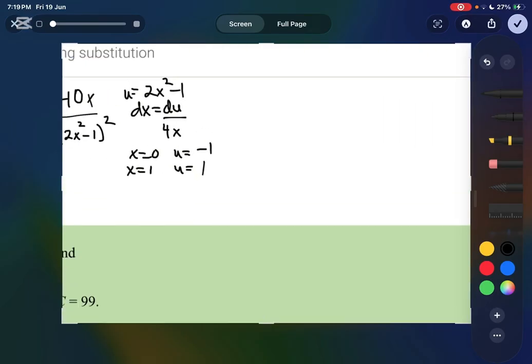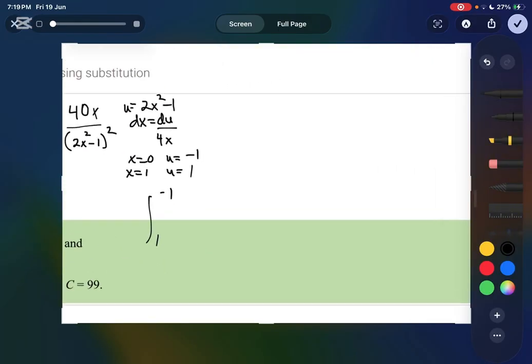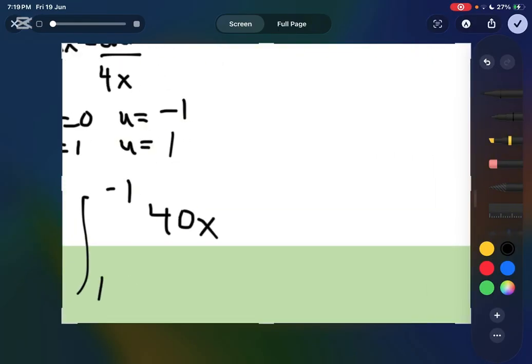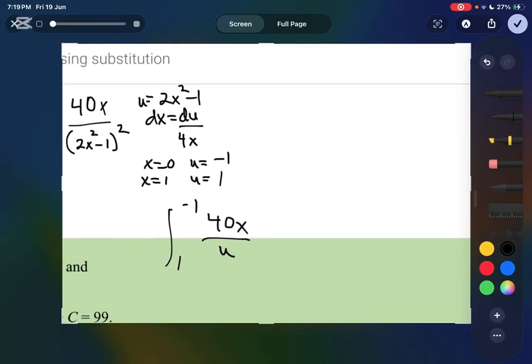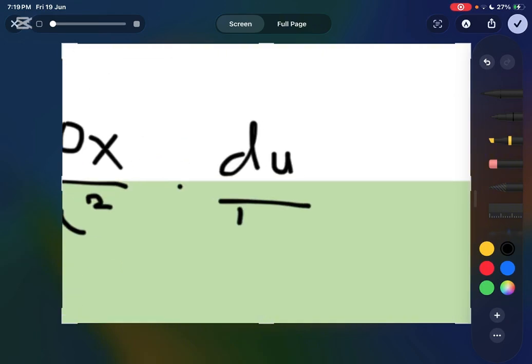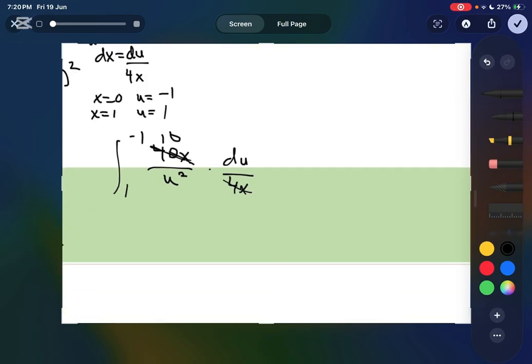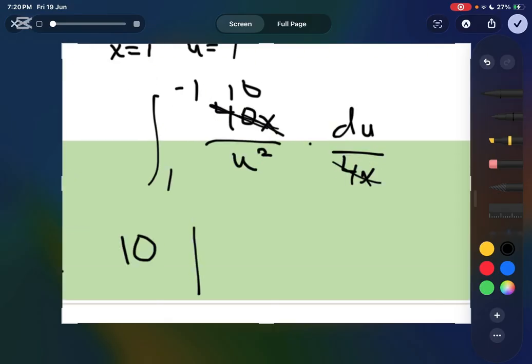Okay, so your new one becomes integral from minus 1 to 1 of 40x over u squared times du over 4x. You can simplify this, so it becomes 10, and then 10 is a constant, so 10 is outside. Integral of u^(-2) du, because you moved it up, that's why it's minus 2.